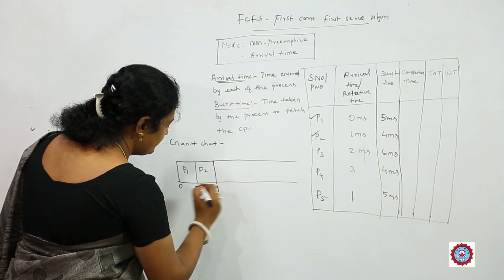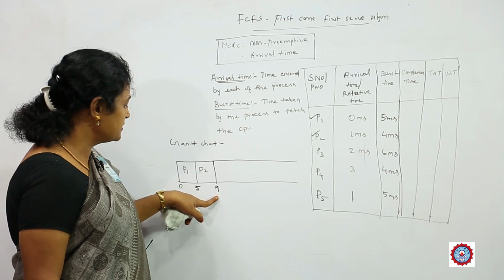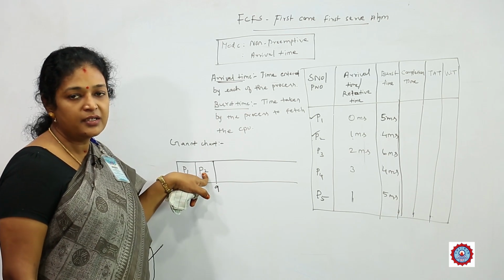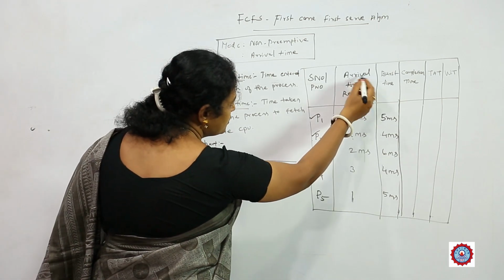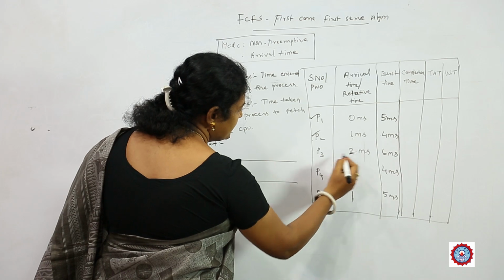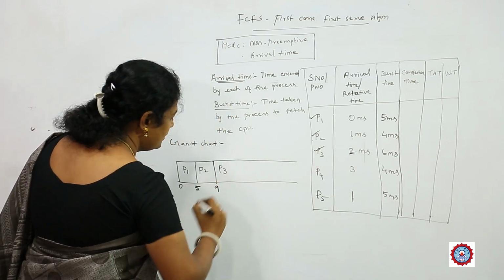Already it has entered at 5 and it took 4 milliseconds to fetch the CPU. So, 5 plus 4, 9. So, at the 9th millisecond, the process P2 has taken the CPU for its execution. So, based on the arrival time, the next process allocated will be P3.